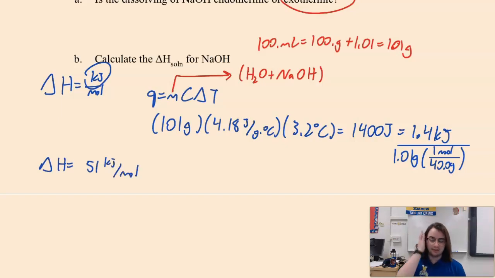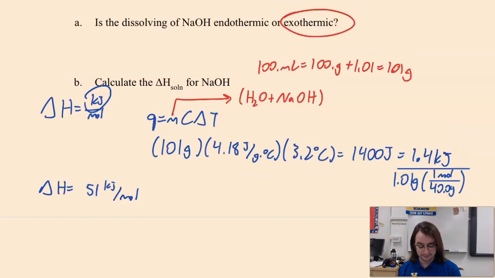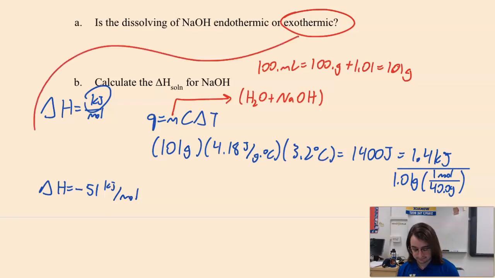Now, before we're done, we have to ask ourselves, are we reporting this number correctly? Is this an exothermic or an endothermic process? Well, we said up here that it was exothermic. So that means we can't just put 51 kilojoules per mole. We have to put negative 51 kilojoules per mole because, again, it's exothermic. So just keep that in mind. And that's all you have to do.